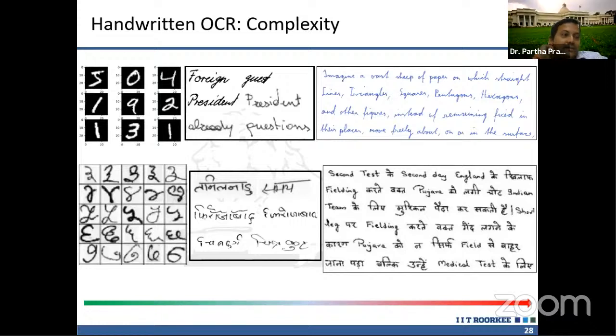In these Indian scripts, you have similar problems, like isolated character or digit recognition. Then in a word, several characters are connected to form a word. Can the machine understand this word? That is word understanding. And then if you have a full paragraph in a local language like Tamil or Telugu, can the machine translate from Telugu to English? That's how the complexity and challenges increase, from isolated characters to words, and from words to paragraphs.